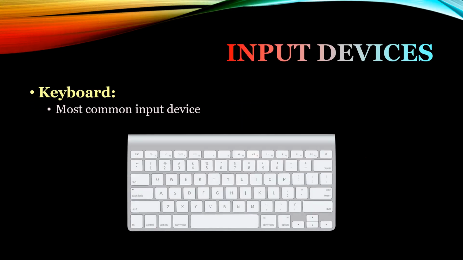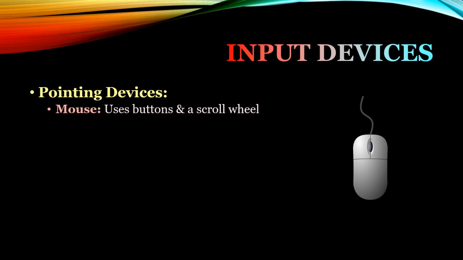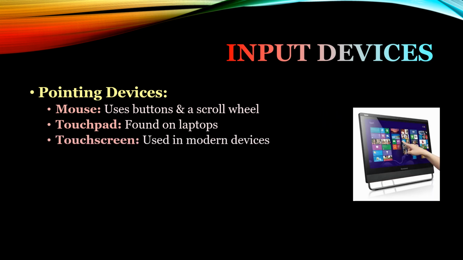Alright, one of the most common input devices is the keyboard. It's designed like a typewriter but with extra keys for special functions. Keyboards usually range from 101 to 108 keys. We also have pointing devices like the mouse, which has left and right buttons and a scroll wheel. Laptops use touchpads or mice for navigation, and modern touch screens allow input by simply touching the screen.